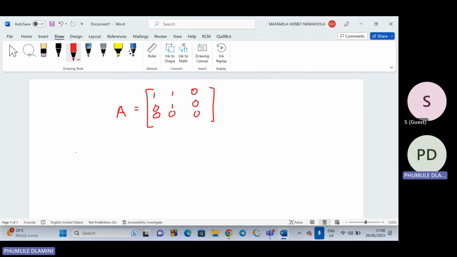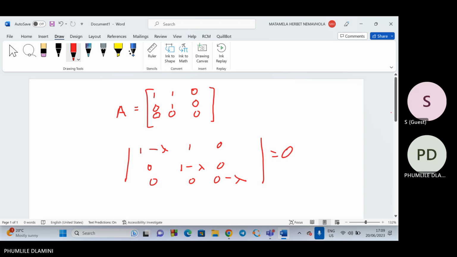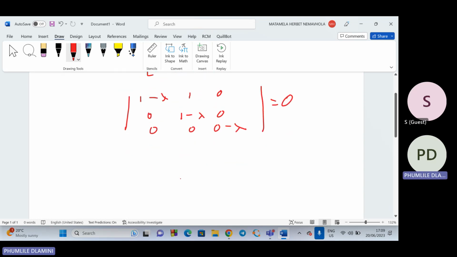When we solve it, the first thing we are going to do is take the determinant, whereby we introduce the lambda. So when we take the determinant, it's going to be 1 minus lambda, 1, 0, then 0, 1 minus lambda, 0, and then 0, 0, 0 minus lambda, which everything here must be equal to 0. Then now we can solve it.